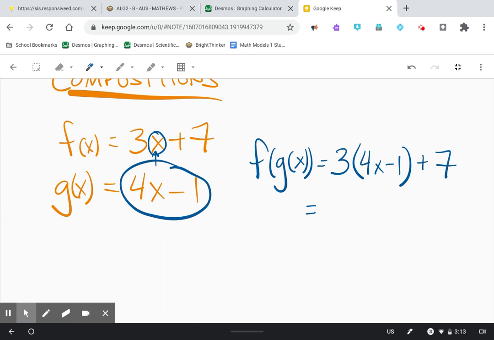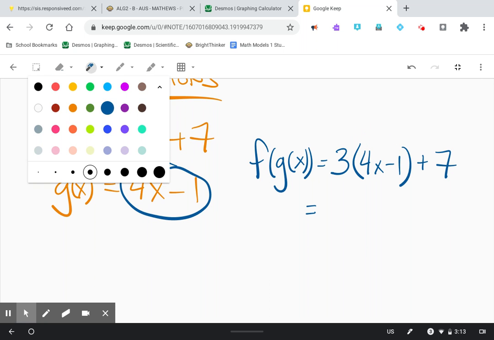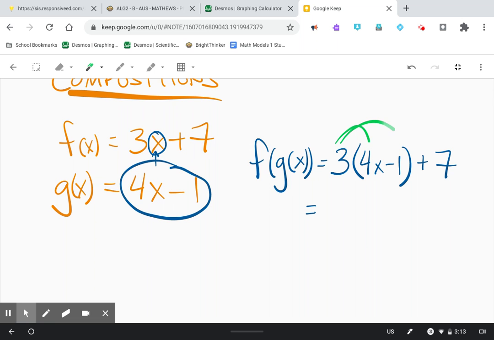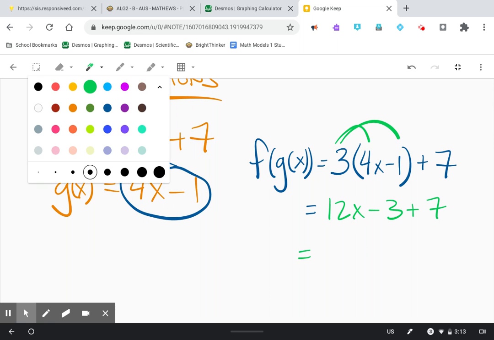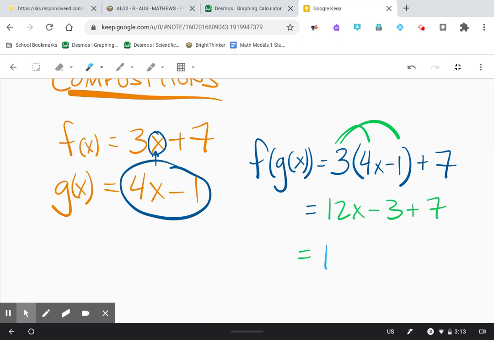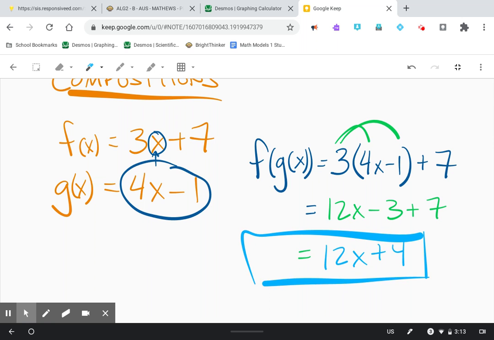And then it's just a matter of simplifying. So I'm going to distribute this. Switch colors here. Distribute 3, so it's going to be 12x minus 3 plus 7. And I continue simplifying. 12x plus 4 would be f of g of x. So you see, we've already done this in the previous unit. So that's just a refresher.